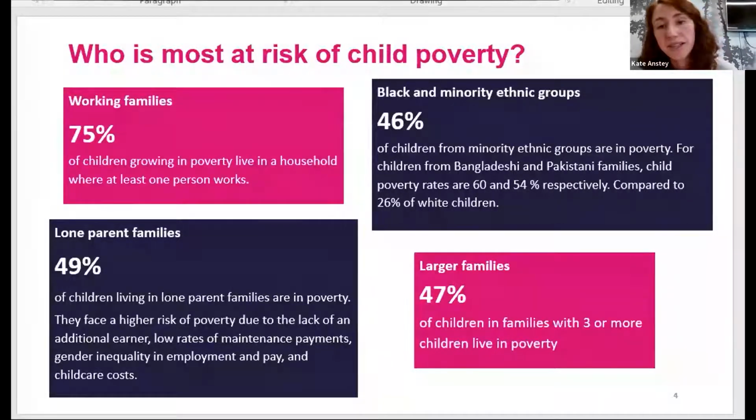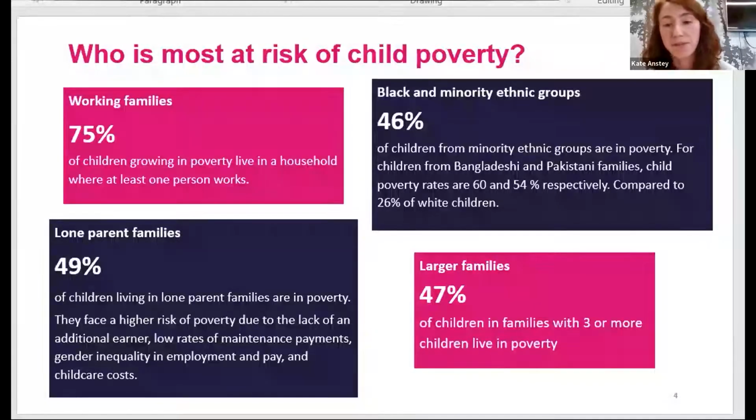Again, really stark figures. If you're a child from a Black and minority ethnic group, then you're twice as likely as white children to be growing up in poverty, and that number goes up when we're talking about Bangladeshi and Pakistani families. Another type of family at risk of poverty is lone parent families, predominantly because it's much harder for a lone parent to earn enough to escape poverty when you just have one income.